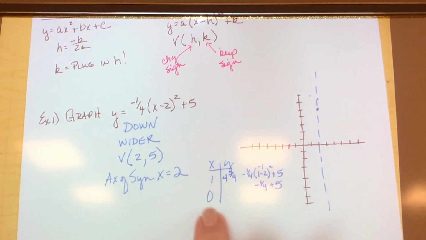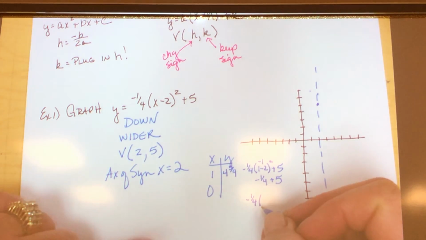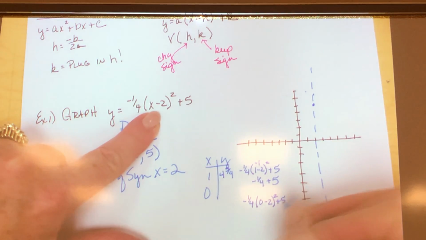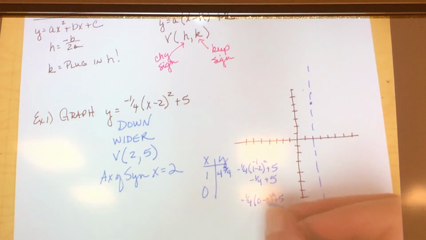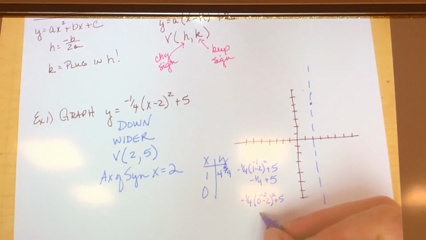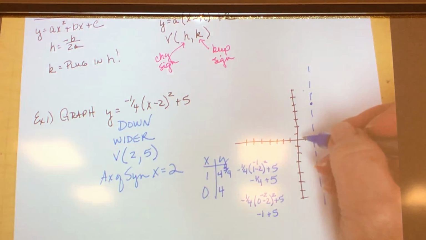So let's plug our 0 in. Negative 1/4 times 0 minus 2, quantity squared, plus 5. You got to do what's in parentheses first. What's 0 minus 2? Negative 2. So I'll write it down up here. What's negative 2 squared? 4. What's 4 times negative 1/4? Negative 1. Y'all, those are reciprocals of each other. Any number times its reciprocal is 1, and this is a negative times a positive, so it's going to be negative 1. What's negative 1 plus 5? 4. Perfect. So at 0, it's 4.